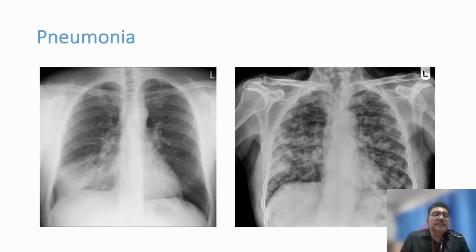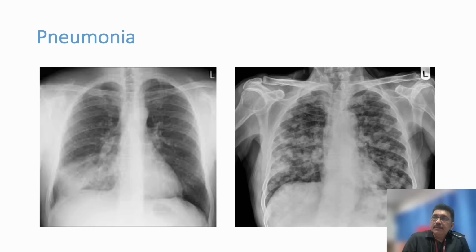Now, the next important problem in the emergency room can be pneumonia. You can see two X-rays here. One X-ray shows lobar pneumonia, the other X-ray shows bronchopneumonia, bilateral diffuse shadows on both sides. On the other side, you are getting only a homogeneous shadow in the right lower zone. So consolidations are mainly due to gram positive cocci, that is streptococcal pneumonia. Mainly we can use amoxicillin, augmentin, levofloxacin, moxifloxacin, all these things.